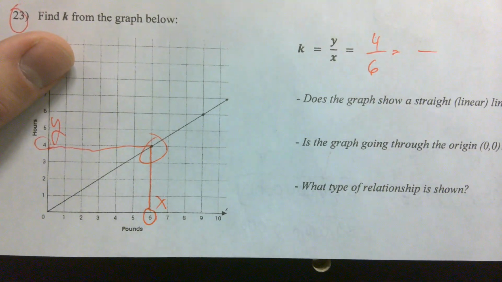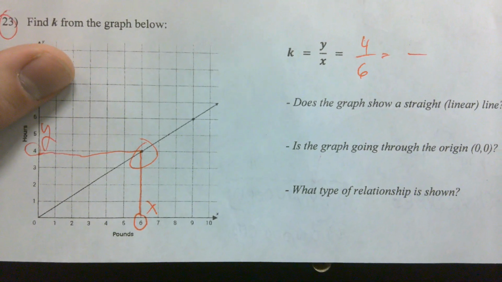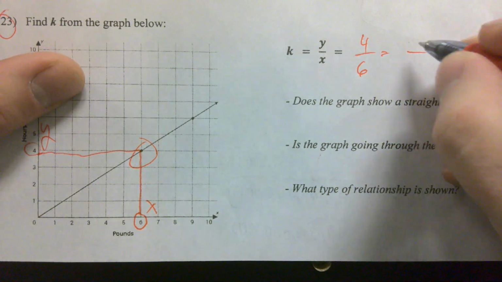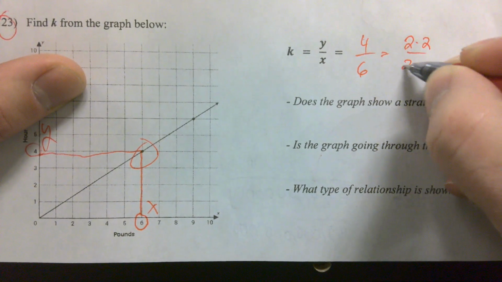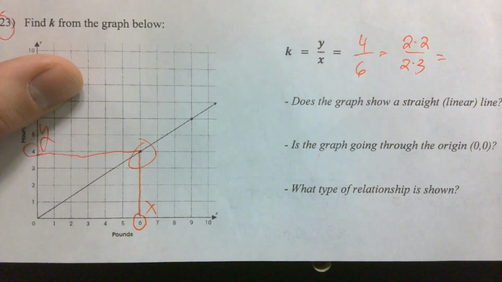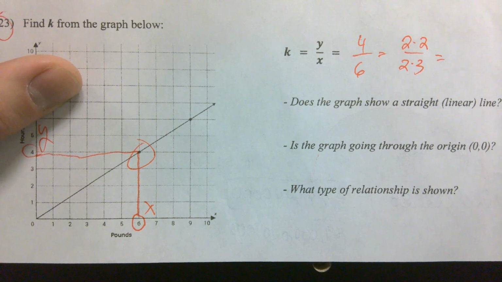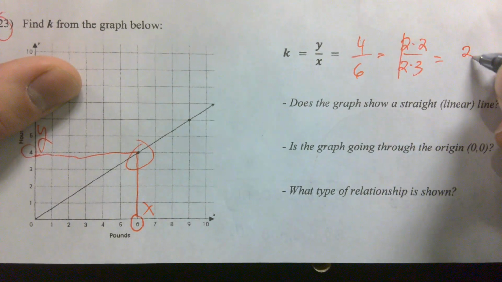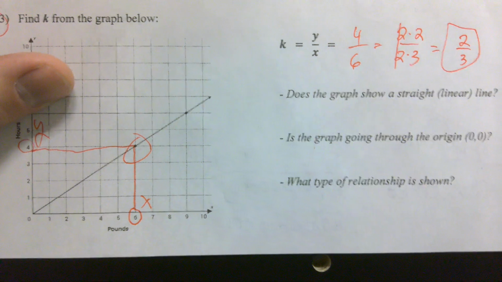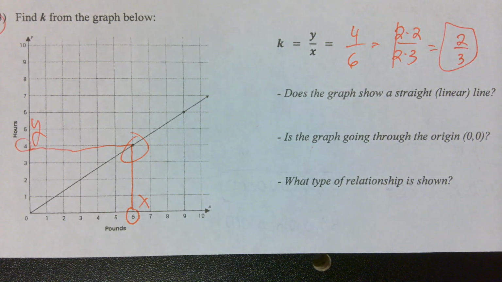How can we simplify 4 over 6? Well, let's break it up. 4 is 2 times 2. 6 is 2 times 3. What can we cancel? Pair of 2's. And we're left with 2 over 3. That's my value for k.